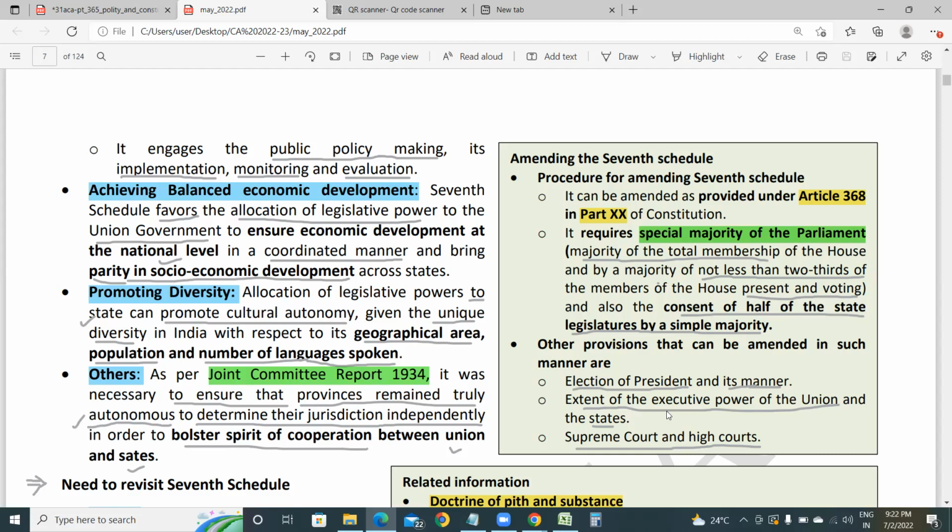Other provisions that can be amended in such manner are election of president and its manner, extent of executive power of the union and the states, Supreme Court and High Courts. By the way, the ratification of state is needed where and when the amendment of the constitution affects the state. The state ratification or the consent of half of the state legislature is required by the simple majority. As in the election of president, along with MPs, member of parliaments, MLAs also participate. That's why the state ratification is needed.